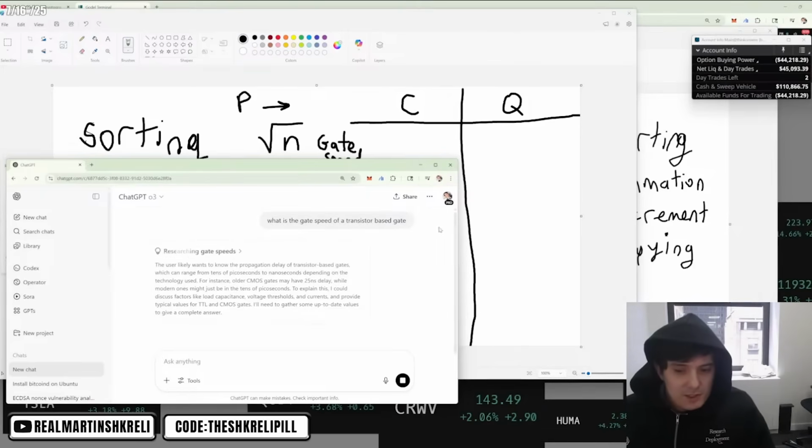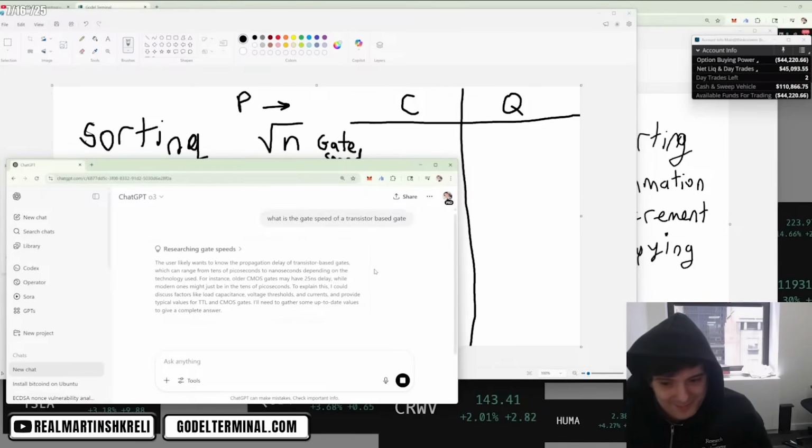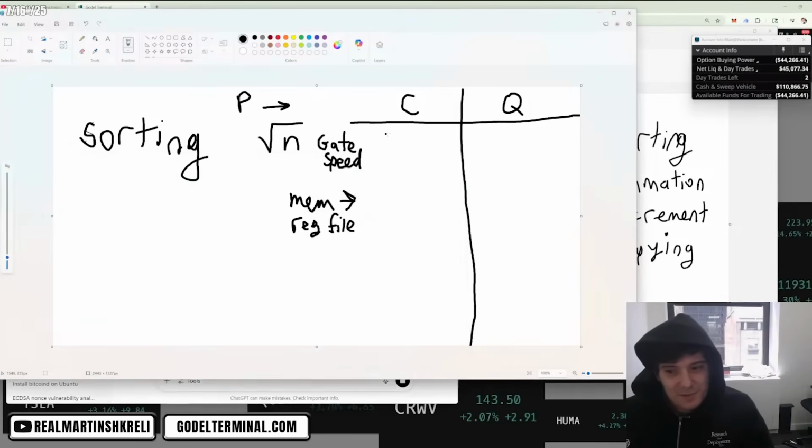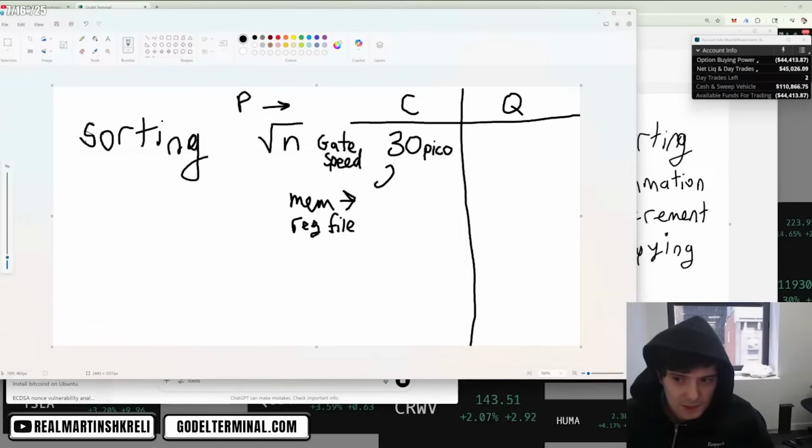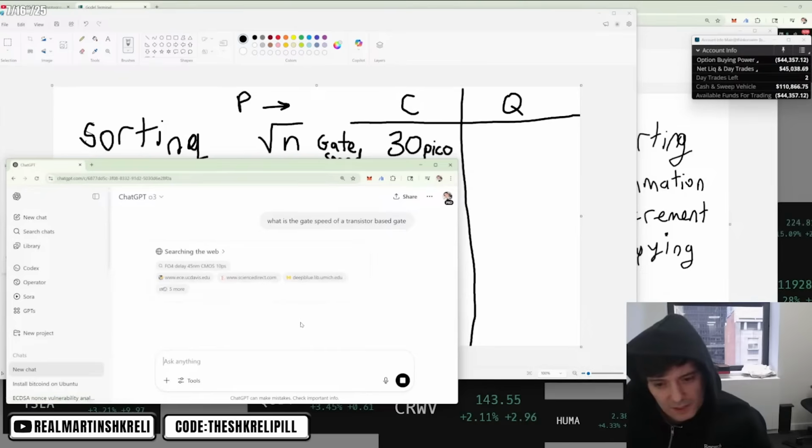Amazingly, it says here 30 picoseconds. Remarkable, 30 picoseconds. Pico is 1,000th of nano, so quite fast. Some are in the nanosecond range, so 1,000 pico is 1 nanosecond. Some even have less than that.